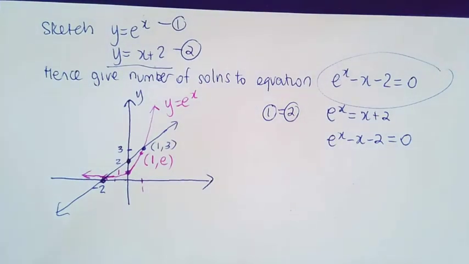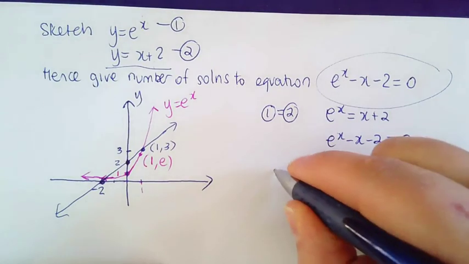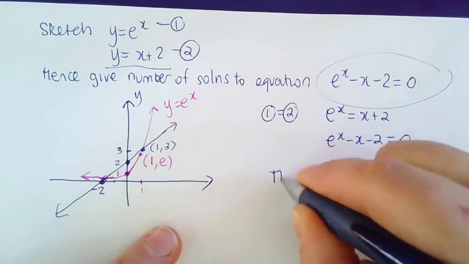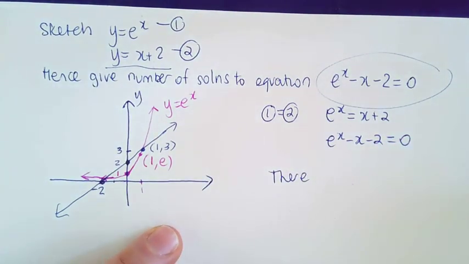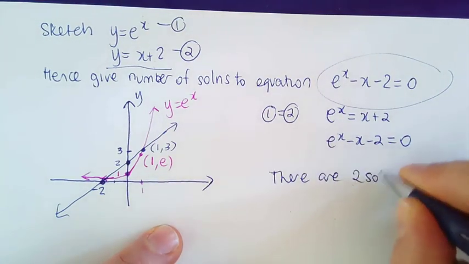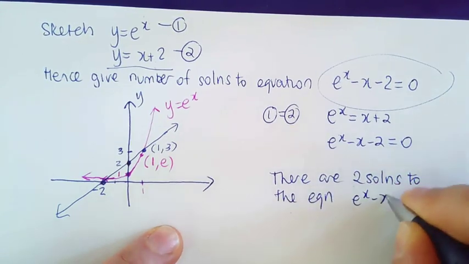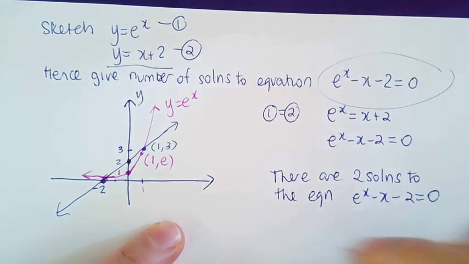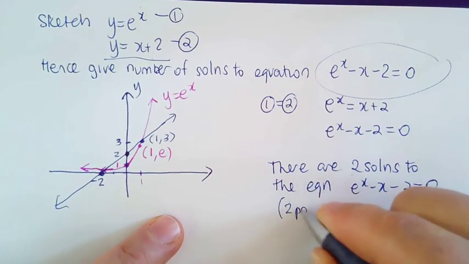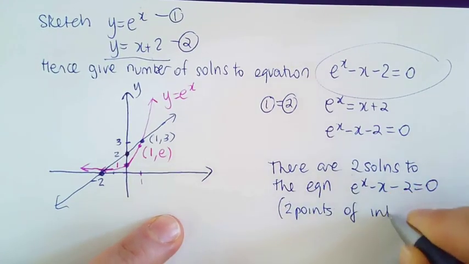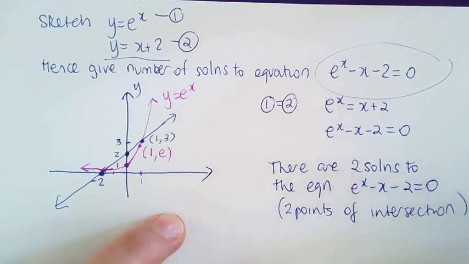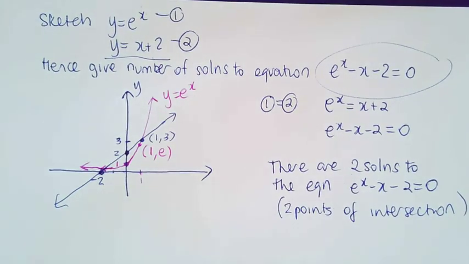Now the solutions are not nice values, you can't read them off the graph. But I could say, how many solutions are there? How many points of intersection are there? There are 2 solutions to the equation e to the x minus x minus 2 equals 0. Why? Because there are 2 points of intersection. But then I might say approximate. If you were given a nice graph of it on grid paper, you could approximate what the solutions are.